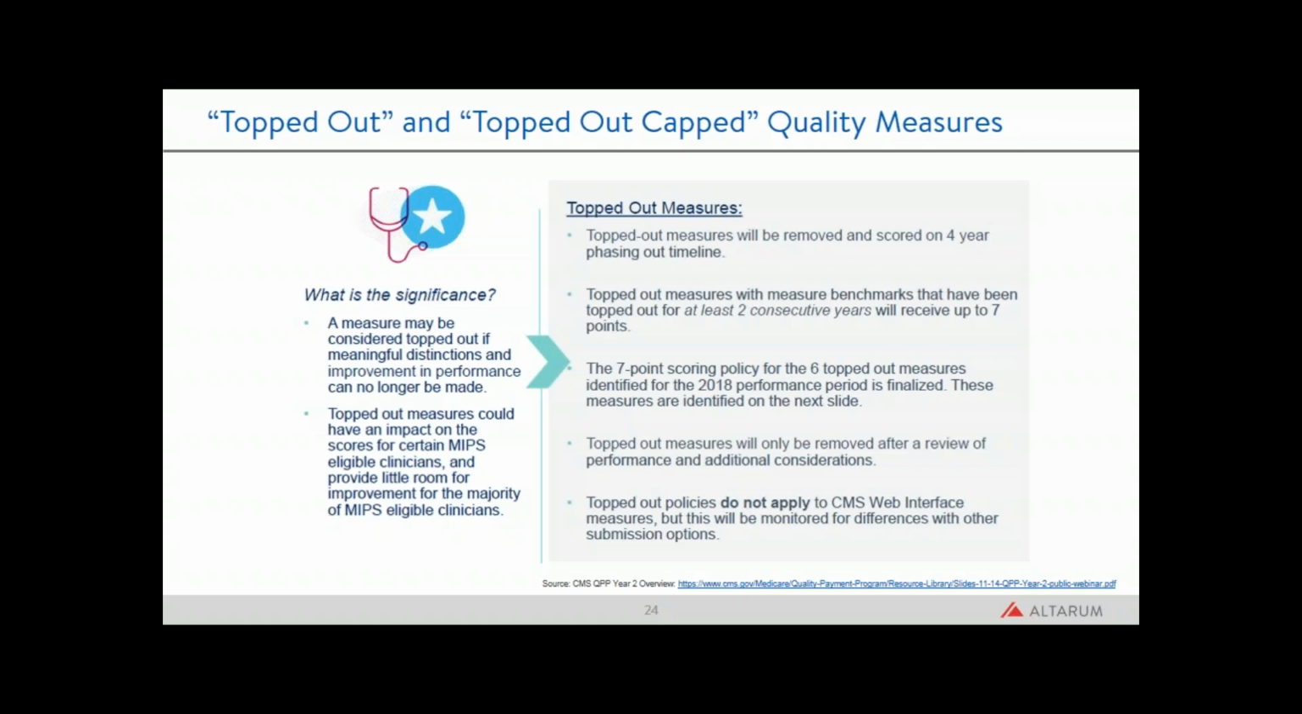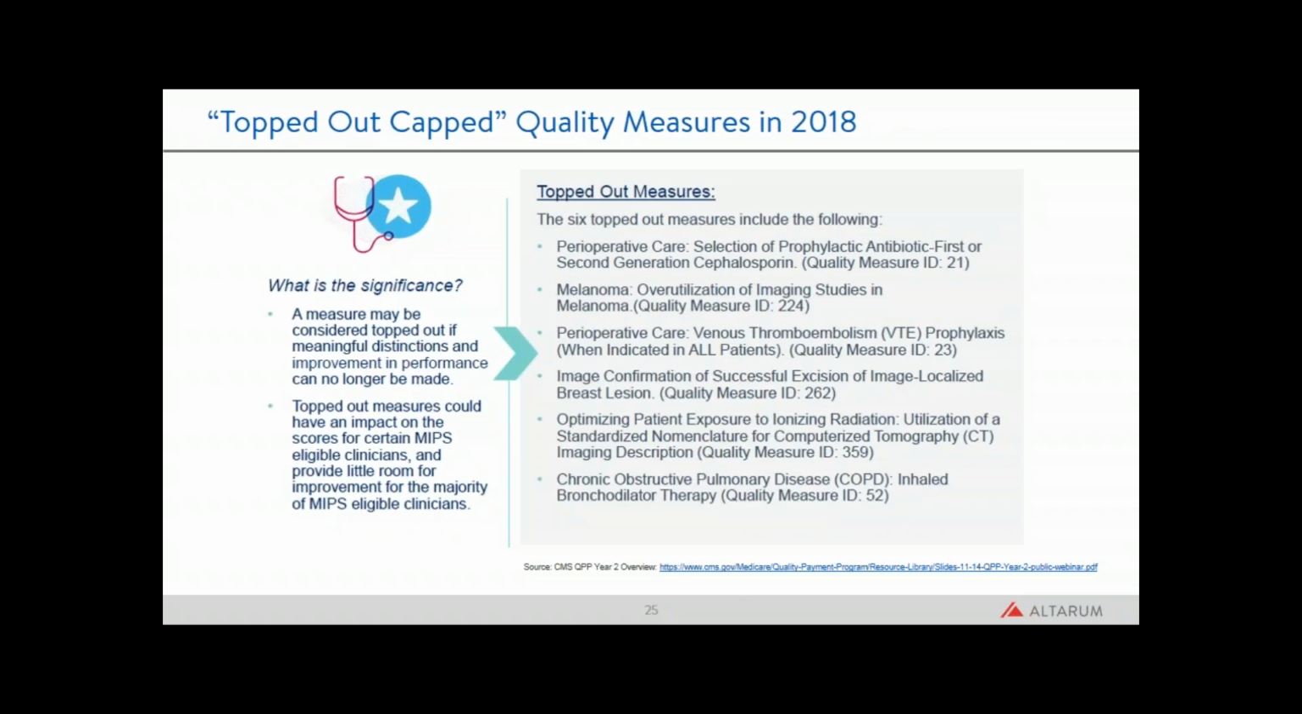CMS has now deemed for this year, measures that have been topped out for at least 2 consecutive years are going to be capped. All the rest of the measures, you can get up to 10 points for that measure, but these topped out capped measures, you can only earn up to 7 points, regardless of your performance. So there are 6 measures that are topped out for this year. This is them. So if you are selecting to report on any of these measures, just know that perfect performance is not going to get you 10 points. You're only going to get 7. So if you are doing all of these, you're going to significantly hamper yourself in your quality category score.